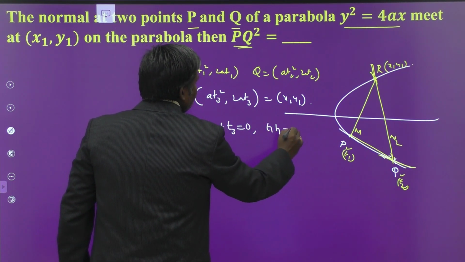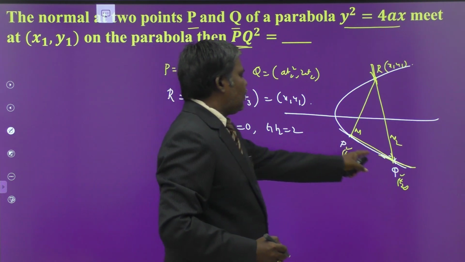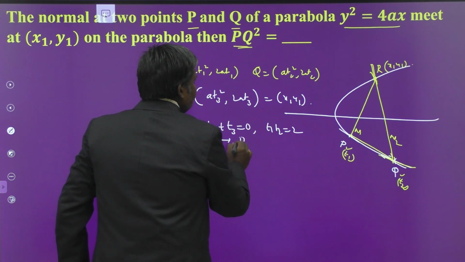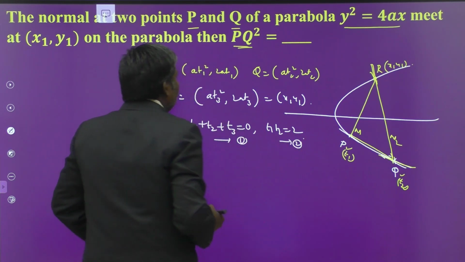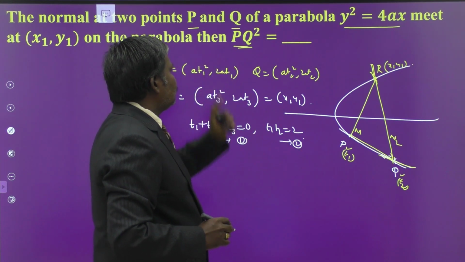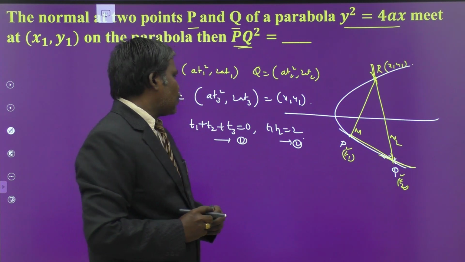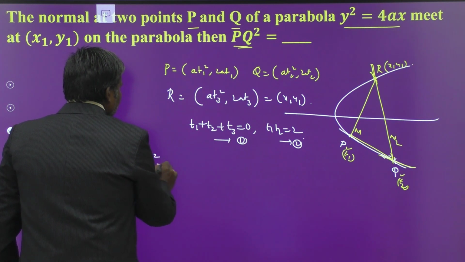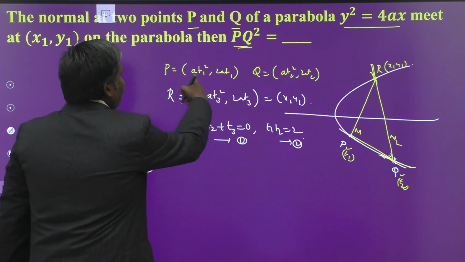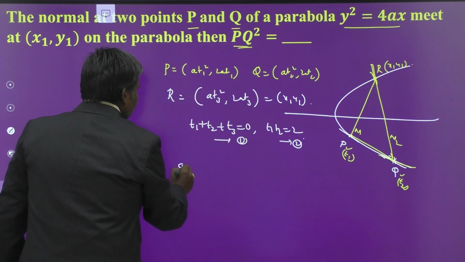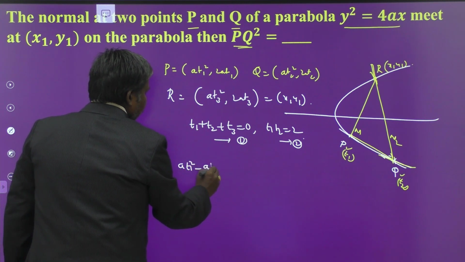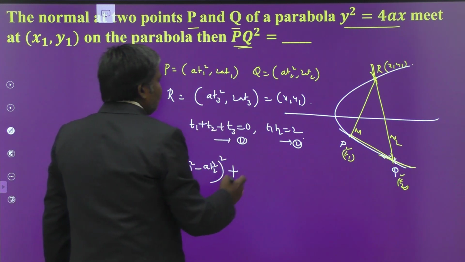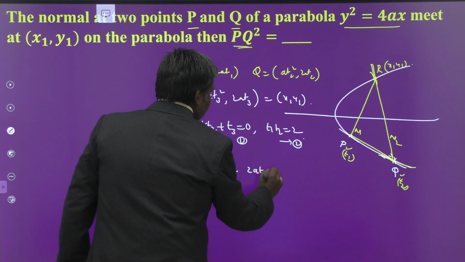t1 t2 is equal to 2. The normals at t1, t2 intersect again on the parabola. Immediately we obtain these two conditions, 1 and 2. With the help of these two conditions, we have to find out the distance square. See here, let us try to find the distance square. PQ square is equal to (at1 square minus at2 square) whole square plus (2at1 minus 2at2) whole square.